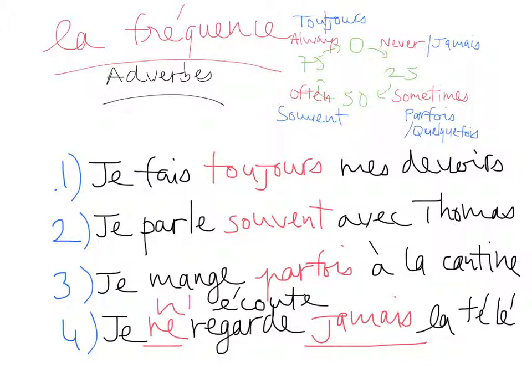Okay, so let's take a look at something else. If you take a close look, all the time the adverb is after the verb. Je fais toujours mes devoirs. Toujours comes after. Je parle souvent avec. Souvent comes after parle. Je mange parfois à la cantine. Je n'écoute jamais. Je ne regarde jamais. See, the French adverbs, most of the time, they will go after the verb. This is what I want you to keep in mind.